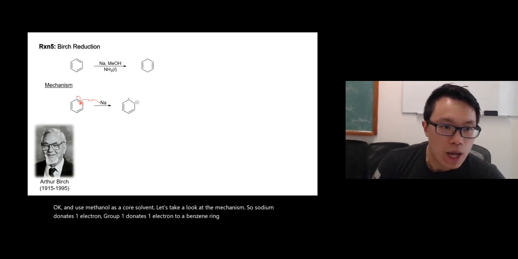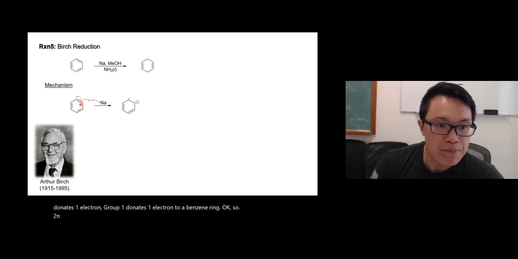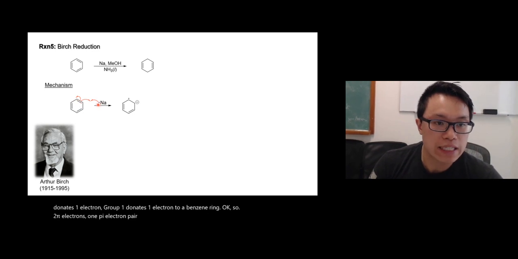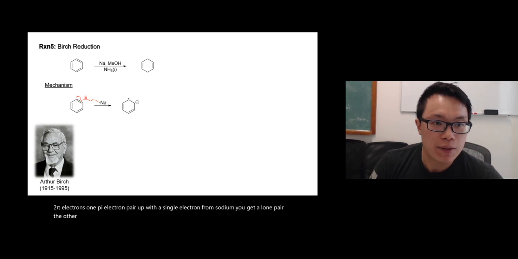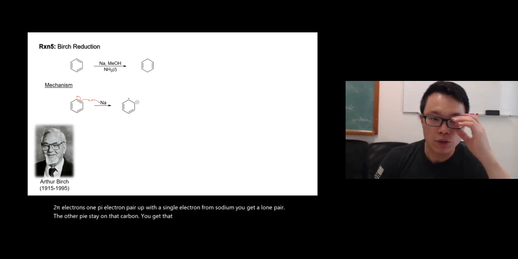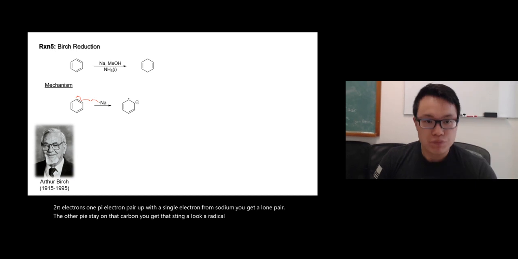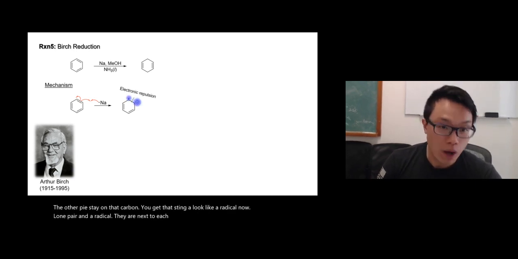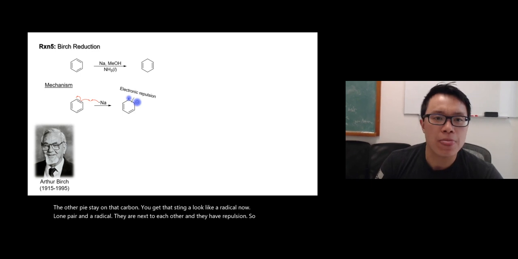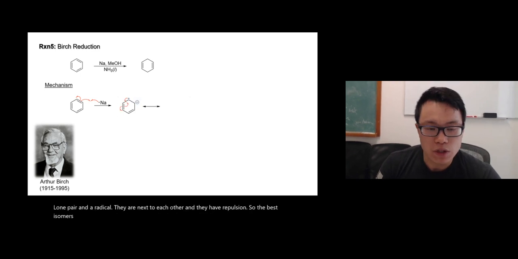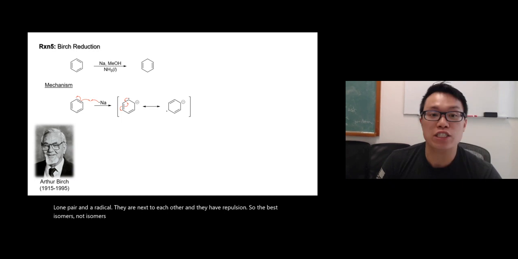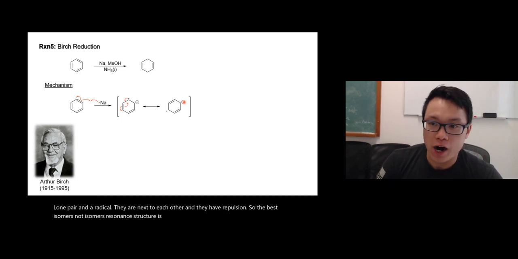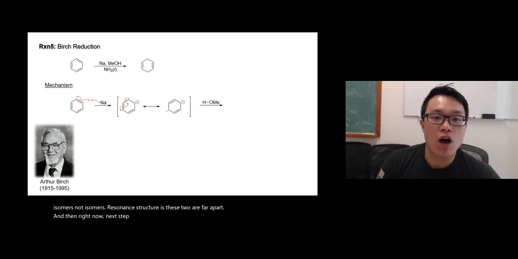Okay, so of the 2 pi electrons, 1 pi electron pairs up with a single electron from sodium, you get a lone pair. The other pi electron stays on that carbon, you get what looks like a radical. Now, lone pair and a radical, they are next to each other and they have repulsion. So the best resonance structure is where these 2 are far apart. All right.